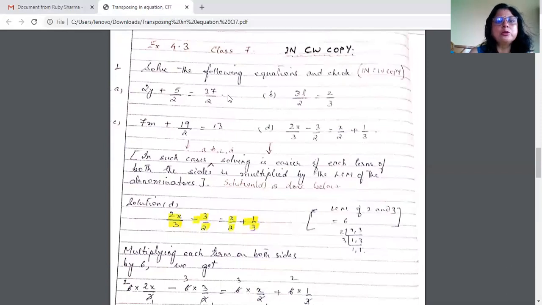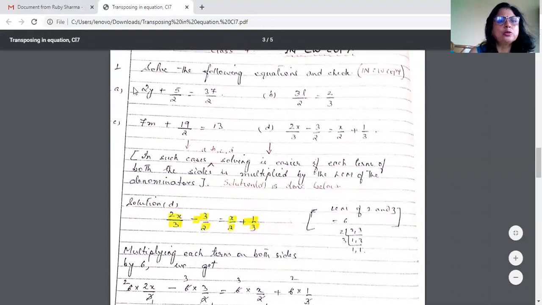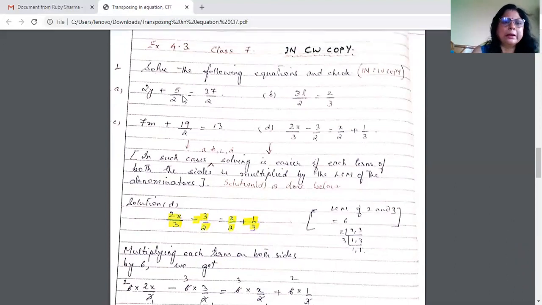Ultimately, this is 37 by 2 into 2, and this will be what? 2y plus 5 by 2, the whole thing within bracket into 2, will give you what? 2 into this plus 2 into this. That means we are multiplying each term by that, isn't it? So you can write that way also: find the LCM, then multiply each term by the LCM. So 2 into this plus 2 into 5 by 2 is equal to 2 into 37 by 2. So try it out. After that, the next steps you will know from this sum I have done for you.